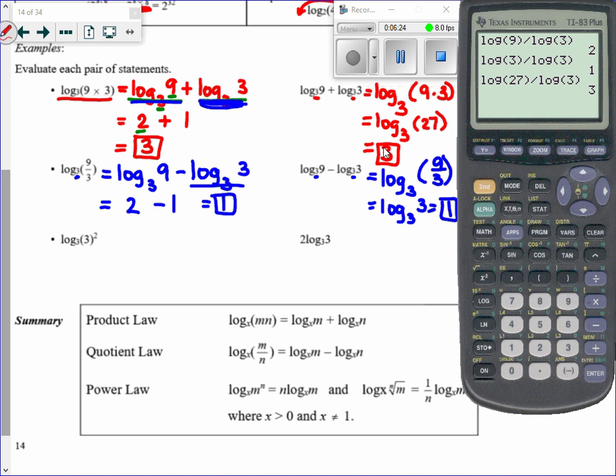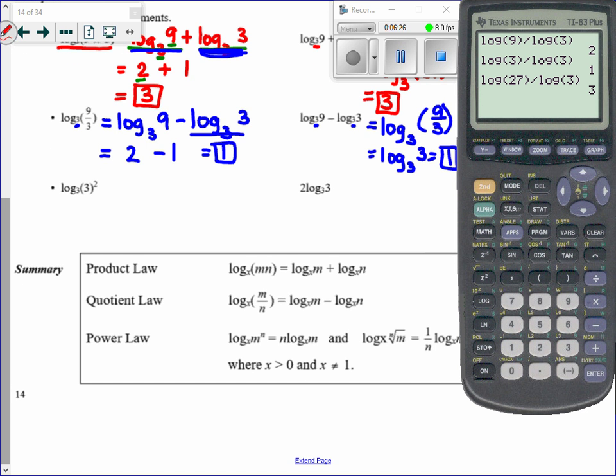All right, the last one on this page is log 3 of 3 squared. This is where I'm going to apply the power law, which means this little 2 will come down in front and be multiplied in front of log in base 3 of 3, which means 2 times, what was log 3 in base 3? 1, right? 2 times 1 is 2.